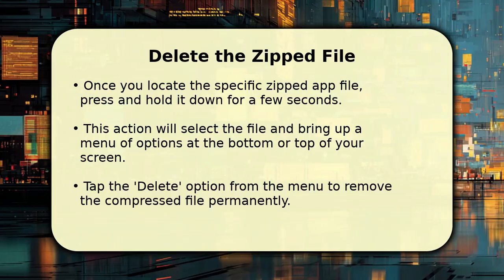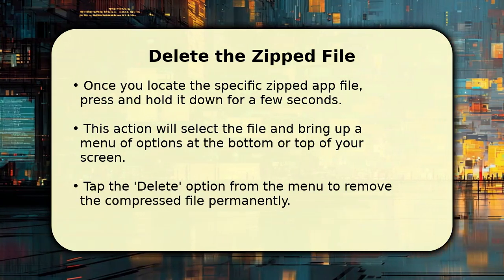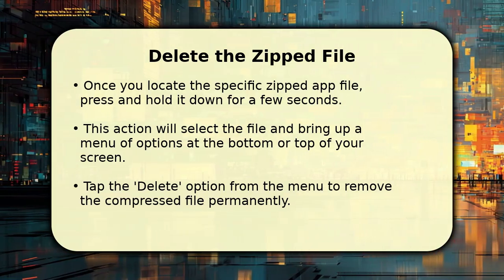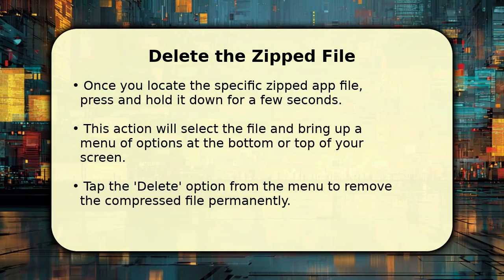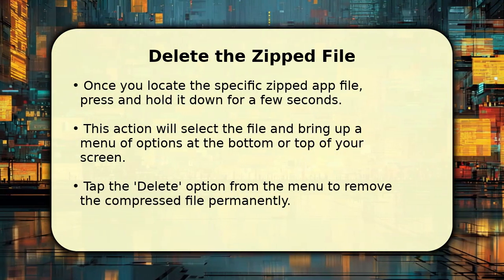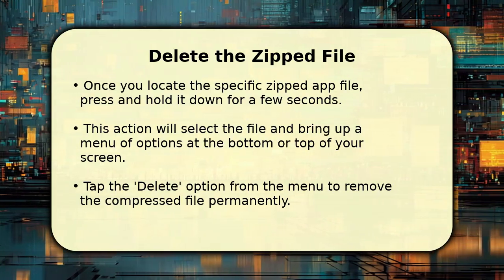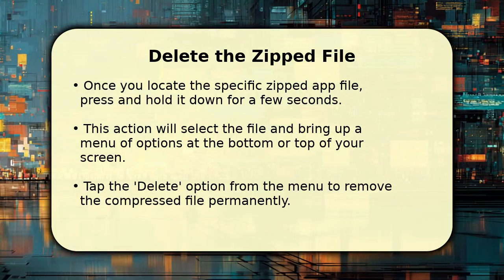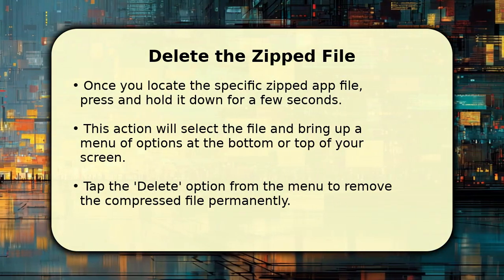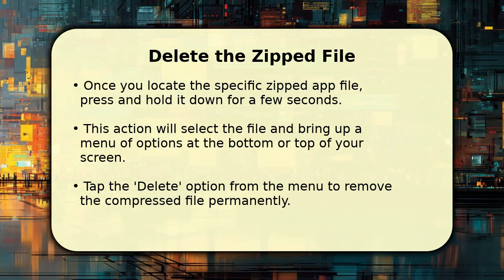After finding the zipped app file in your Downloads folder, press and hold your finger on it for approximately 2 or 3 seconds. This action will highlight the file and present you with several options. Look for the delete icon, often shaped like a trash can, and tap on it. You will then receive a confirmation prompt asking if you are sure you want to delete the file. Confirm your choice, and the file will be moved to your recycle bin. This effectively removes the source of the zipped app icon.